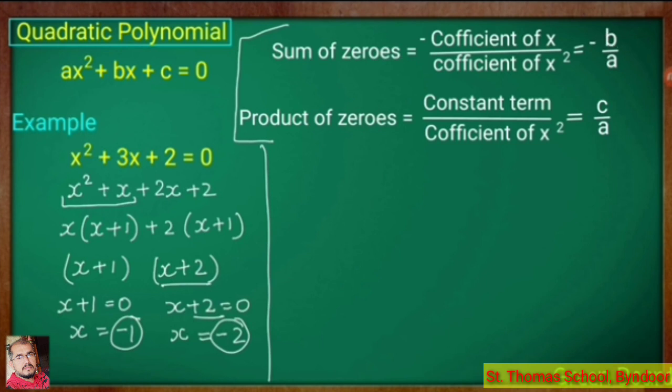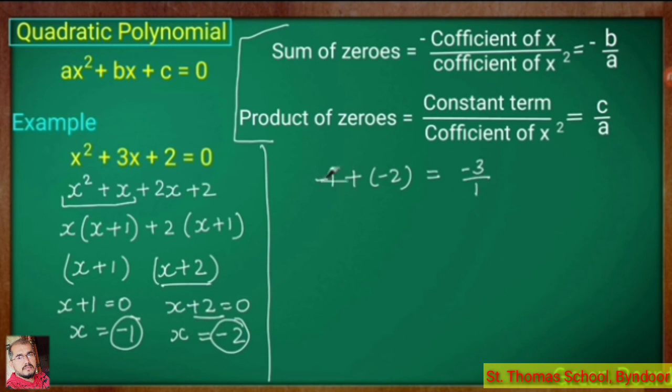So the sum of the zeros is minus b by a. Alpha and beta are minus 1 and minus 2. Minus 1 plus minus 2 equals minus the coefficient of x. The coefficient of x here is 3, so we write minus 3, divided by the coefficient of x square. The coefficient of x square is 1, since nothing is there means 1.